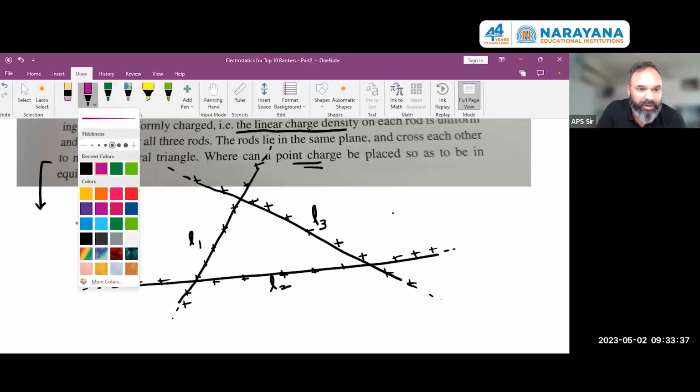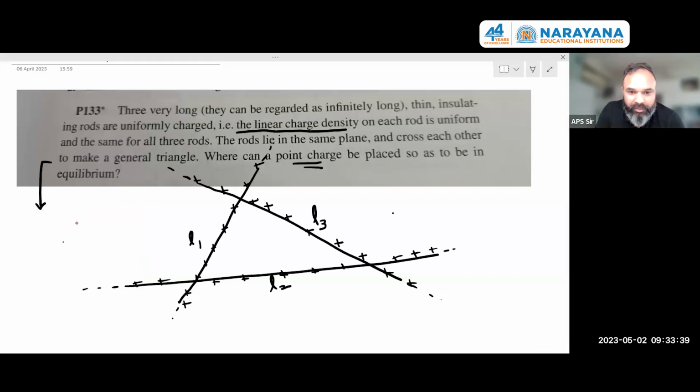How will we make a comment? So what I did, I randomly took a point P. I said, let me search for a point where the field is 0. A student said, fine, sir, I dropped perpendiculars. The perpendicular distance here is R1, the perpendicular distance here is R2, and the perpendicular distance here is R3.